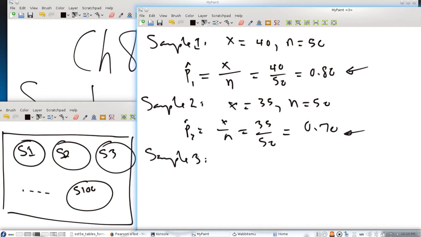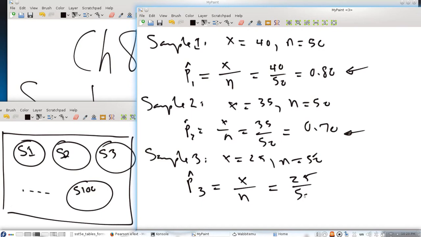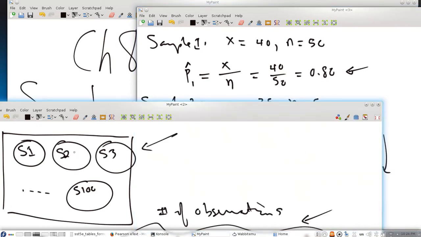So let's say sample 3, we have the number of observations x = 25 and n is still 50, and therefore the point estimate for sample 3 would be p-hat of 3, which is x over n, and that is 25 divided by 50, and that is giving us 1/2, so it's 0.5. So you see here we have different values of the point estimates, and we could probably go ahead and say that the rest of these samples will have varying different values of point estimate.